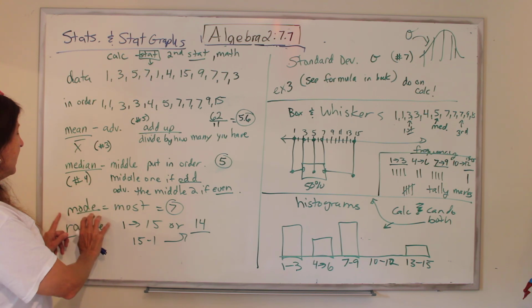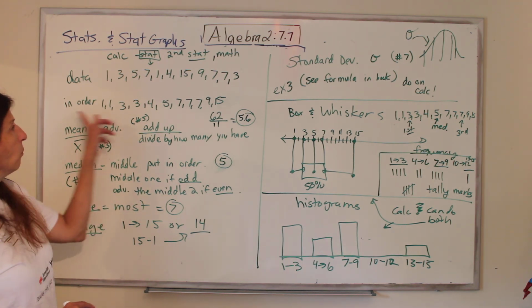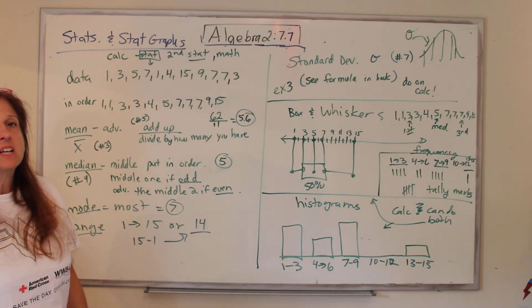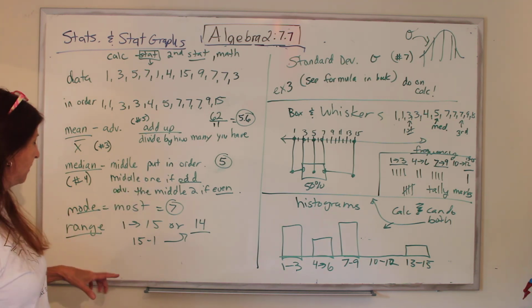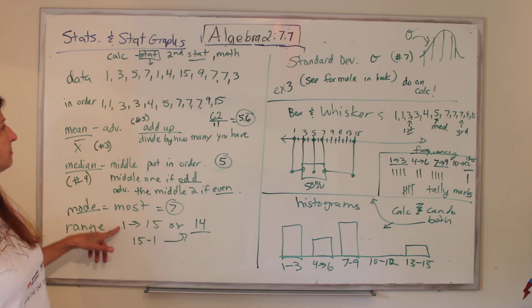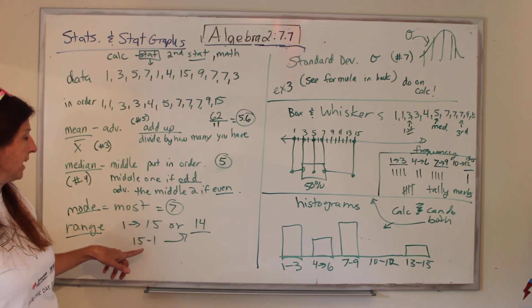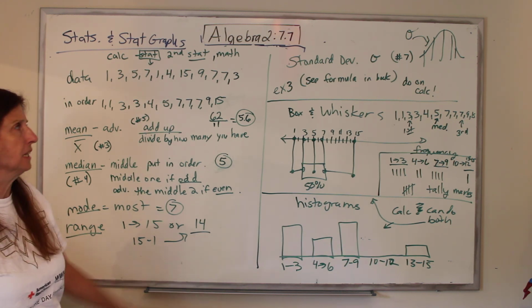All right. The next one is mode, once again, letter M, and it means most. What piece of data was repeated the most? And it was 7, because I had 3 of them. Some data does not have a mode, because nothing is more than the other one. The range is sometimes said 1 to 15, or sometimes you subtract them. 15 minus 1 is 14. It has a range of 14.